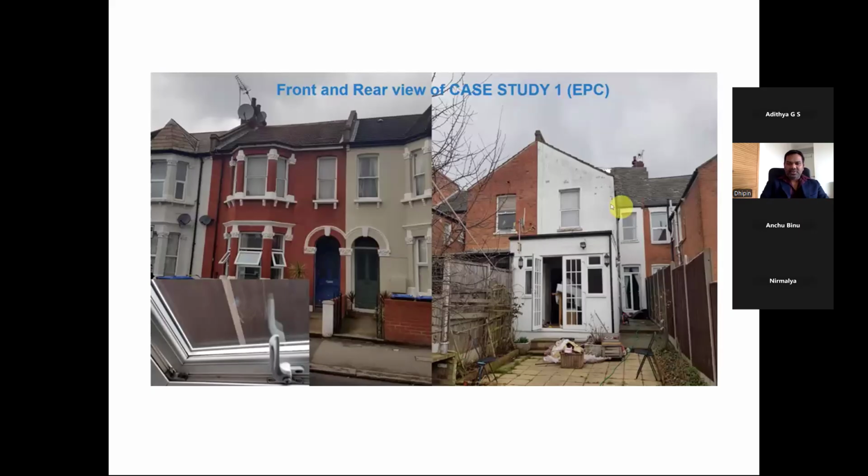This is a front and rear view of the case study. That's again the EPC, the energy performance certificate.